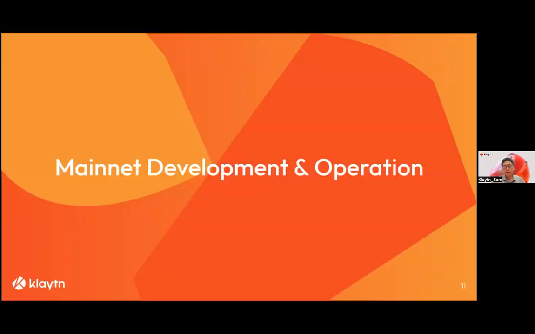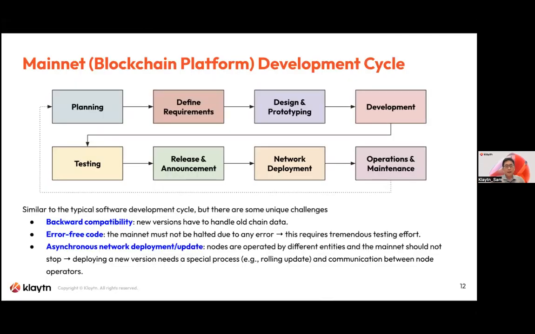So then let's jump into the main topic of this talk, mainnet development and operation. I was trying to draw the cycle of mainnet or blockchain platform development, and actually this cycle is very similar to the typical software development cycle, but mainnet development has some unique challenges.